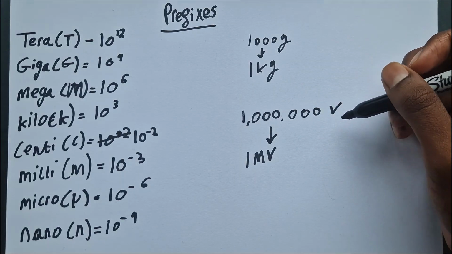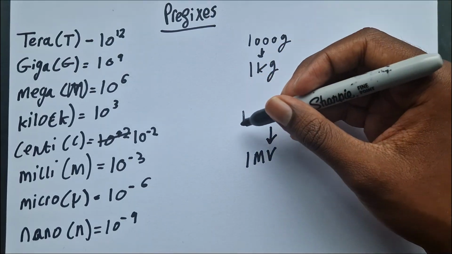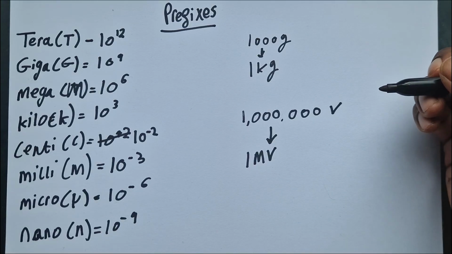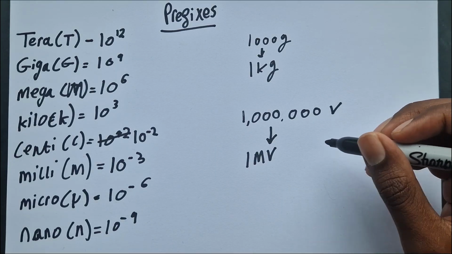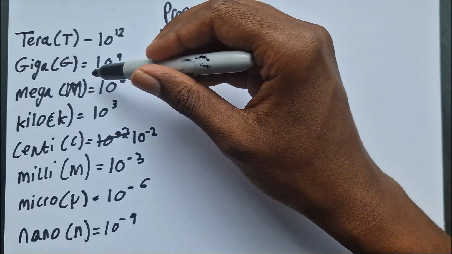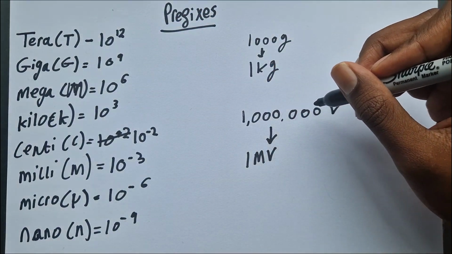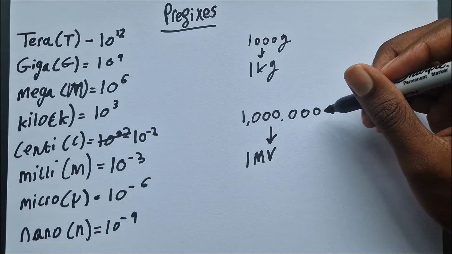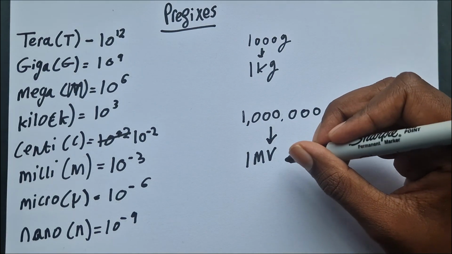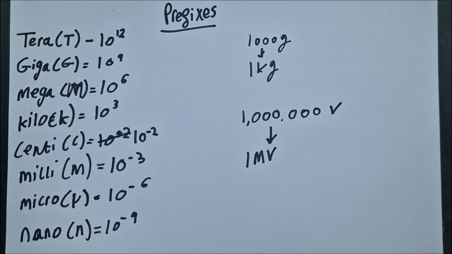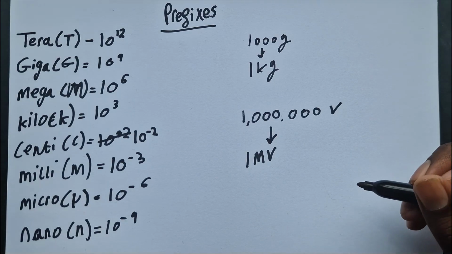Same aspect here. Let's say we get the answer as 1 million volts, but maybe that's too long. We want to write it in a simpler form, so we can see that mega is 1 times 10 to the 6. So you have 1, 2, 3, 4, 5, 6 zeros here. So we can write 1 million volts as 1 megavolt. And we'll go through how to convert between these in a further video.